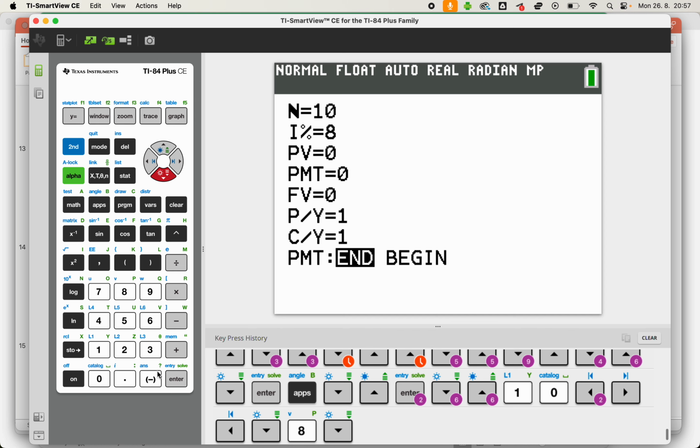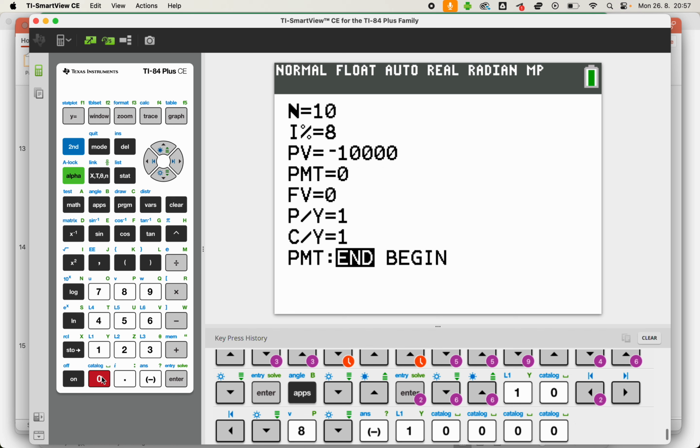Now this is going to blow your minds a little bit. I'm going to put in negative 10,000. The reason it's negative is because we are paying that money to the bank, right? It is coming out of your pocket. Anytime you are losing money, you put it in as negative. And then the final value is going to be a positive because we're getting it back from the bank.